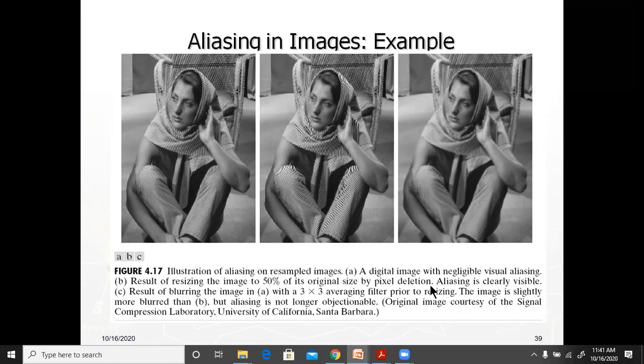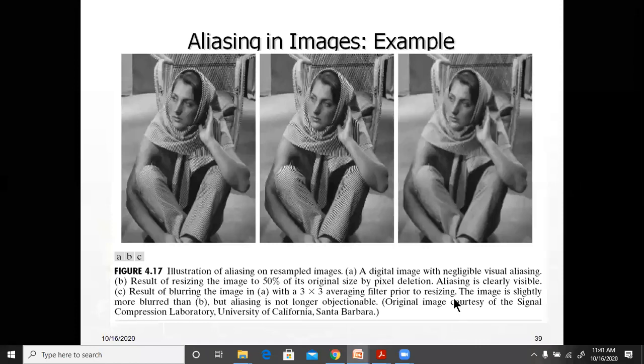So in C, the result of blurring the image in A with a 3x3 average filter prior to resizing, the image is slightly more blurred than B, but aliasing is no longer objectionable. You can see that aliasing is no longer objectionable. You don't have this kind of figure, and compared to this, it is smoother because we are just trying to blur it.